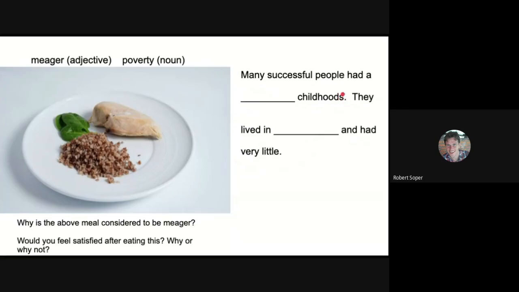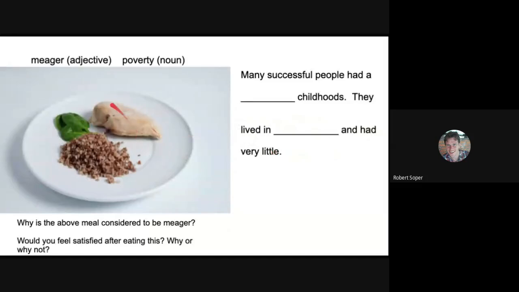Congratulations if you noticed this little mistake. There shouldn't have been an S here. It should have been a meager childhood. So why meager and not poverty? Well, the word meager fits here because we're describing this noun childhood. So it wasn't just a childhood, it was a meager childhood. And here they lived in something. So this is going to be a noun. They lived in poverty and had very little.